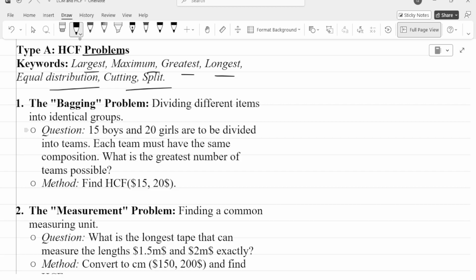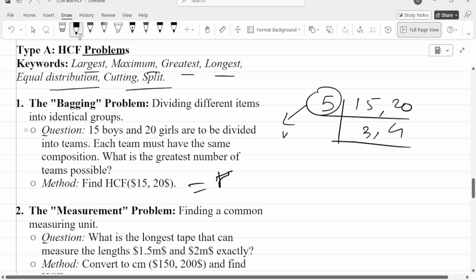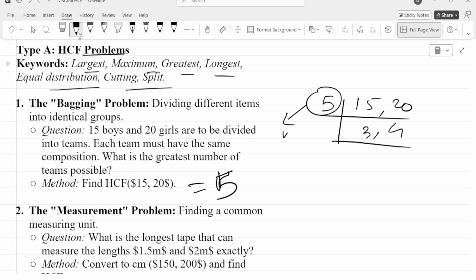For example, 15 boys and 20 girls are divided into teams. Each team must have the same composition. What is the greatest number of teams possible? Again, I take the greater value directly. I know that 15 and 20 are in the 5 table, 5 threes are 15 and 5 fours are 20. So here the HCF is 5. So the answer is 5. And 3 and 4 never come in the same table.